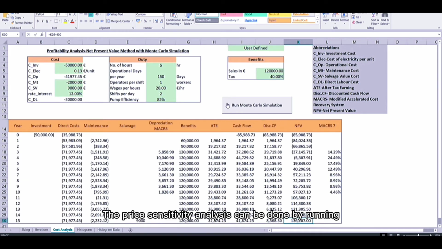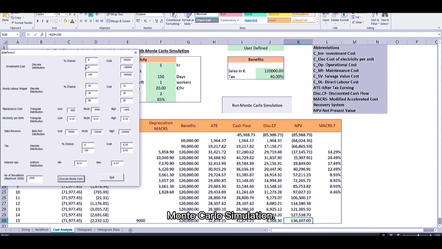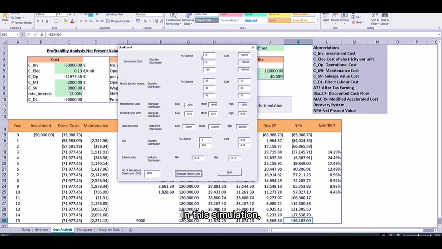The price sensitivity analysis can be done by running Monte Carlo simulation. In this simulation, we have assigned the important factors with different types of probability distribution. In this, the user can manipulate the data and see how the simulations will run for 1,000 different scenarios.